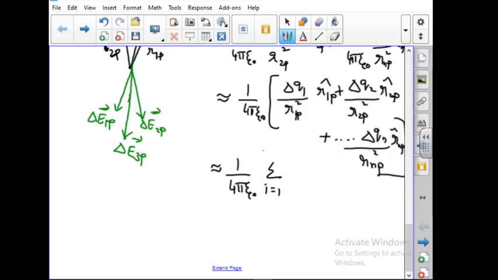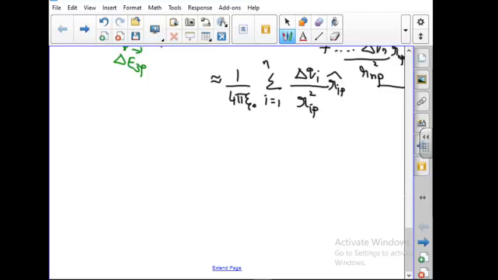i is equal to 1 to n, delta qi by rip squared into rip cap, where i varies from 1 to n. So delta qi is the ith charge element, rip is the distance of the point P from the ith charge element, and rip cap is the unit vector from the ith charge element to the point P. So this equation is just an approximation.